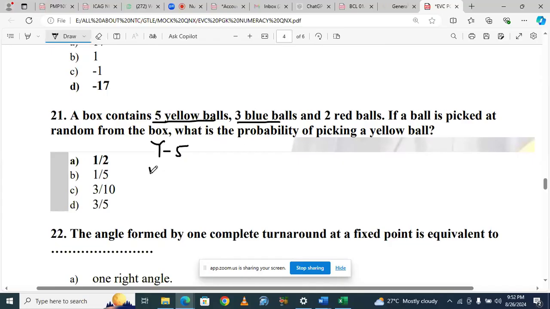3 blue balls. So blue is what? 3. And red is what? 2. If a ball is picked at random from the box, what is the probability of picking a yellow ball?